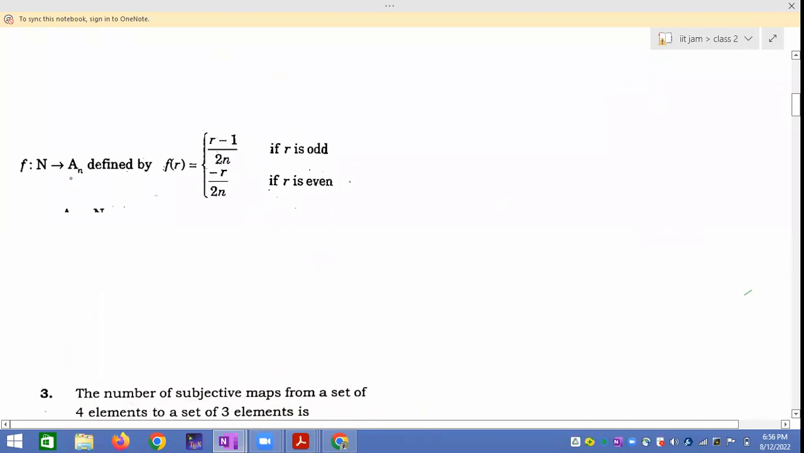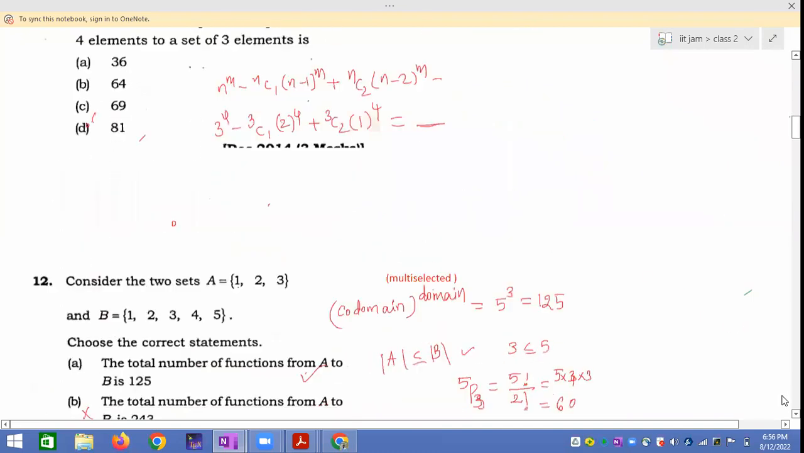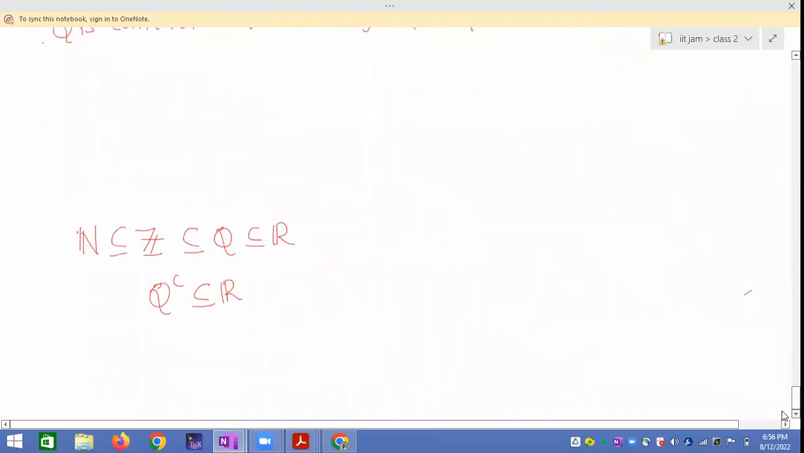Here, see, this a_n is n by 1, minus n by 1, n by 2, like this. Wherever I write Q in this form, this mapping is always a bijection. This is the bijection on Q. Tomorrow I will explain deeply what the bijection function on Q is and why it is a bijection.